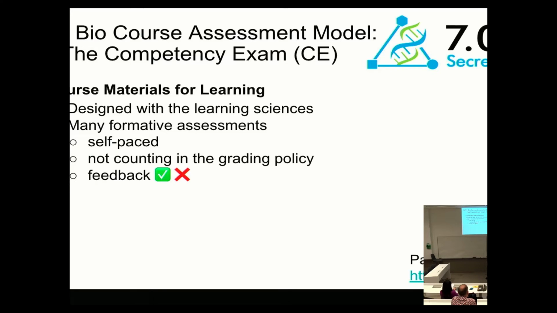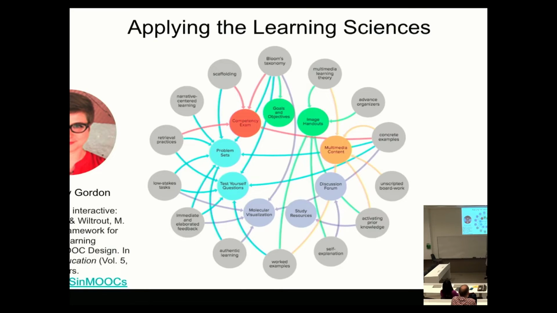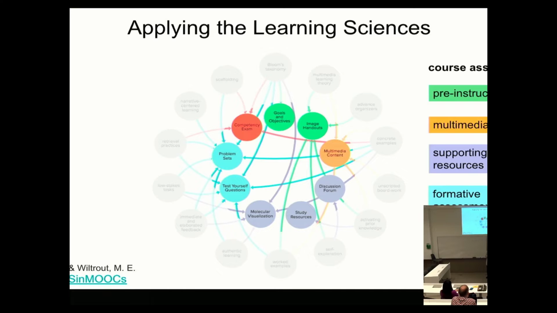Specifically, this graphic is interactive. So if you go to this link, you can play with it, and you don't even have to read the full paper. You could just play around with it. With this framework, on the inner circle are the course assets. So we have the goals and objectives that we give students, the handouts, the multimedia in yellow, like videos or images, the supporting resources like the forum, and the formative and summative assessments that I'll talk about more today.